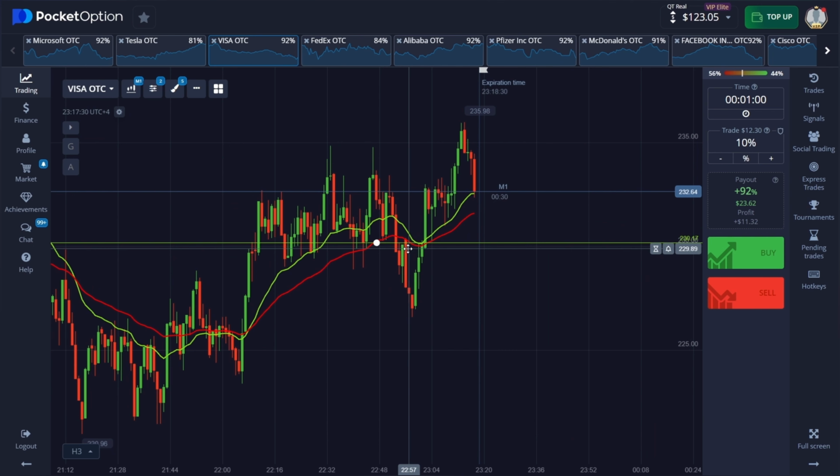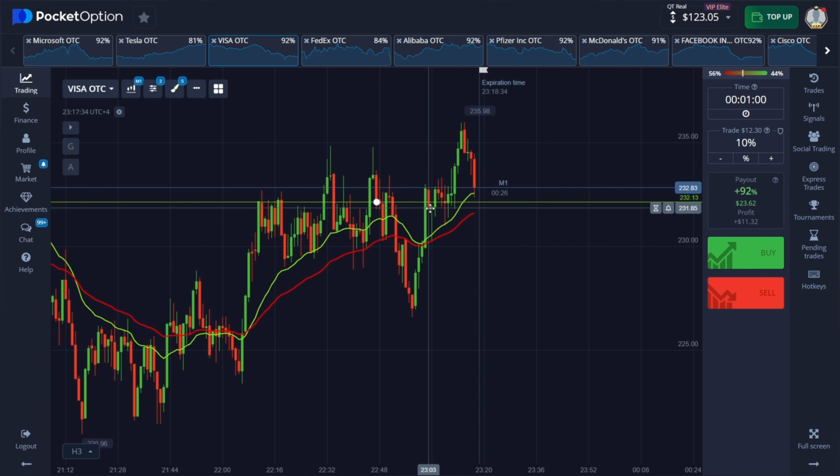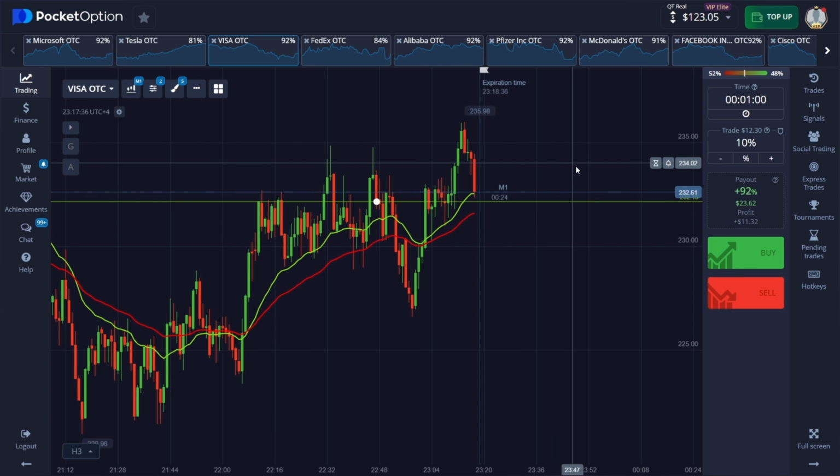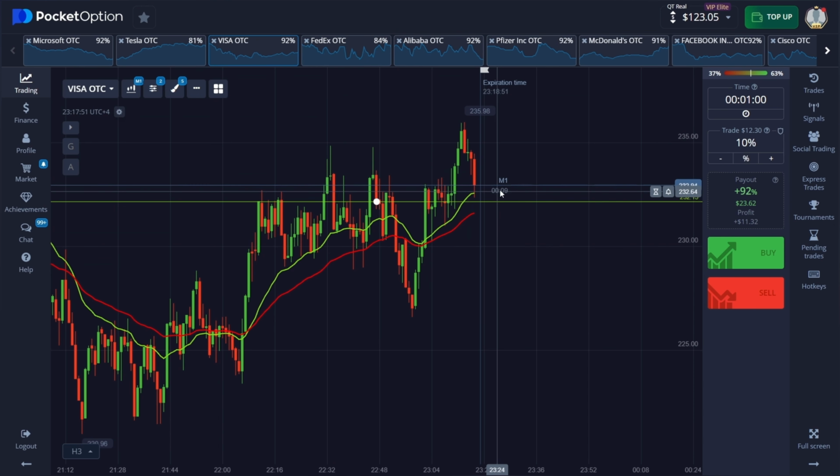Next, there's a trade opportunity on Visa OTC for the upside move due to a good support level. If the current candle gives a solid entry, I'll place a trade for the upside move. I'm waiting for a good entry below the moving average. If I get it, I'll proceed. We'll avoid this trade. Let's look for another opportunity.